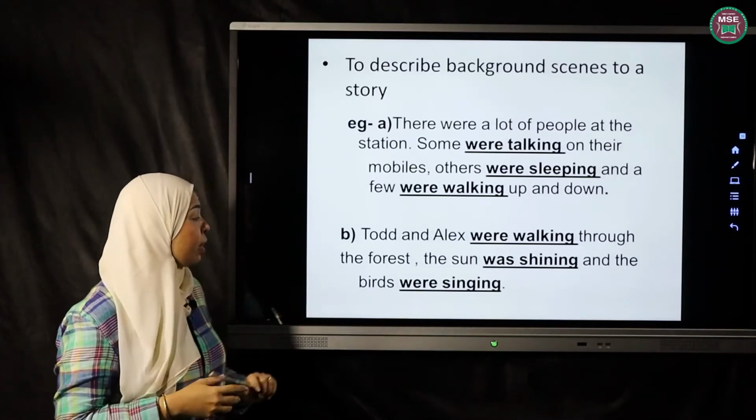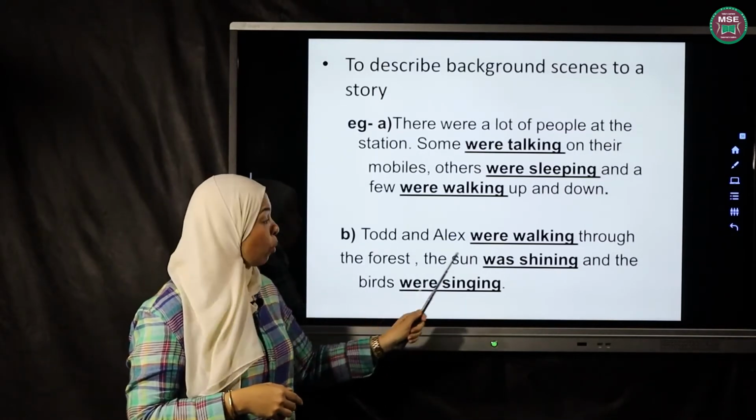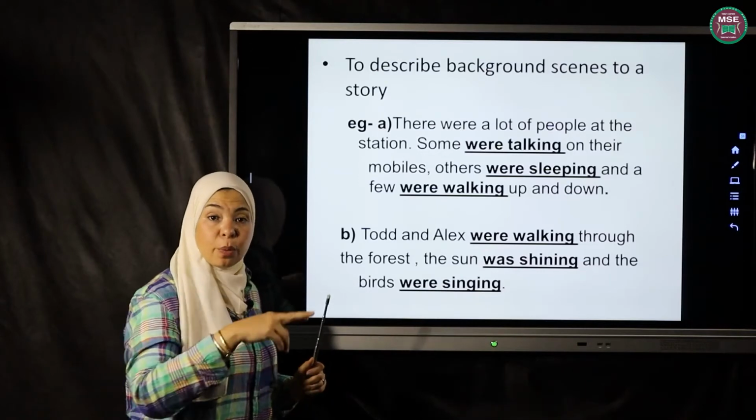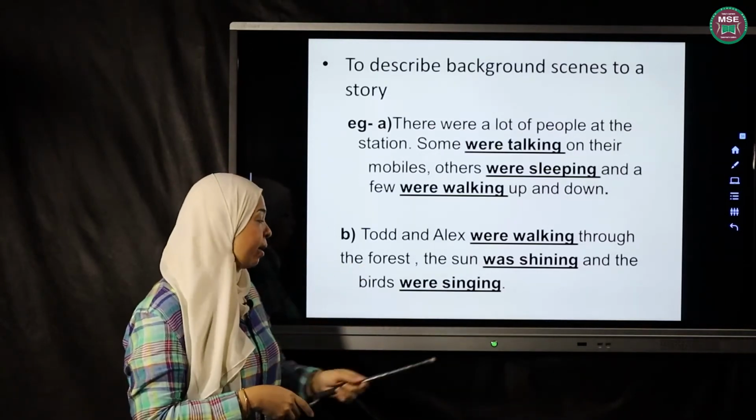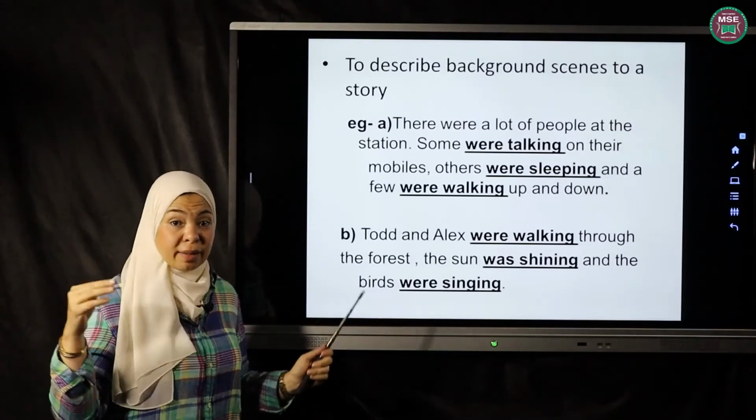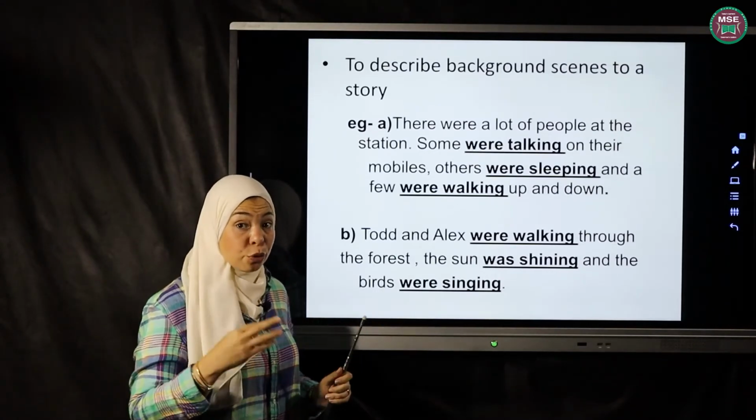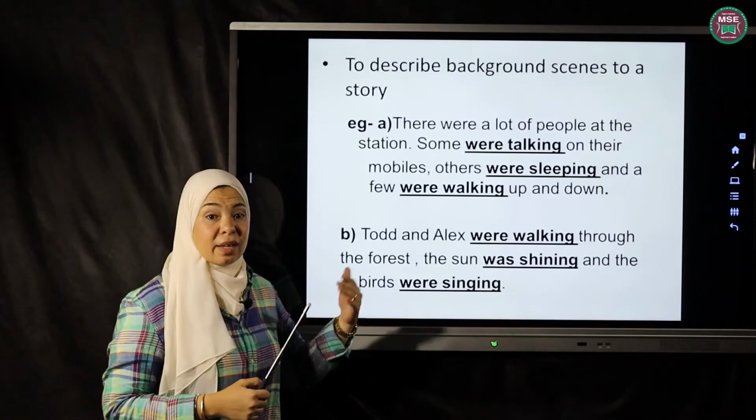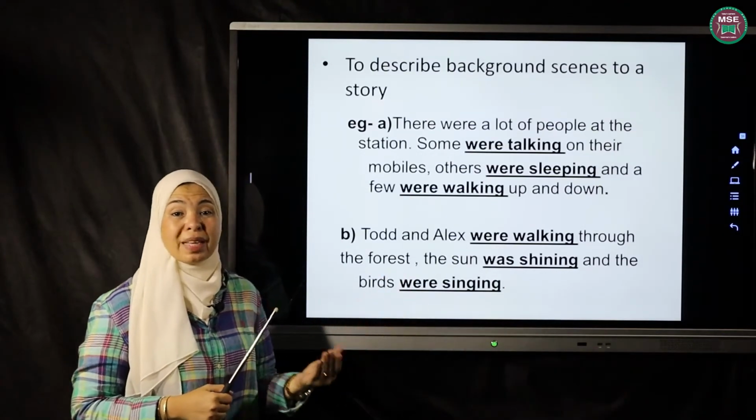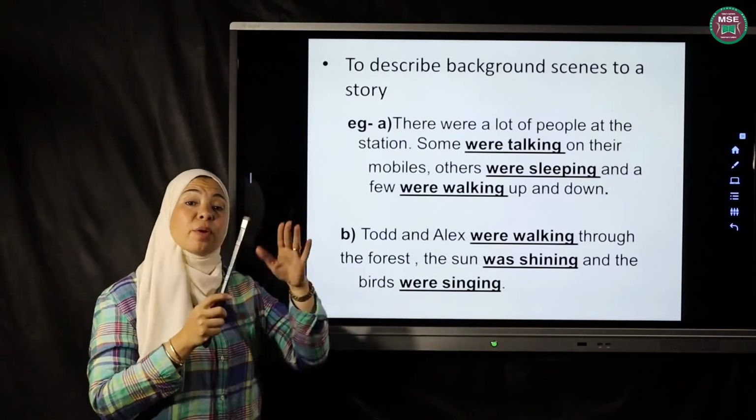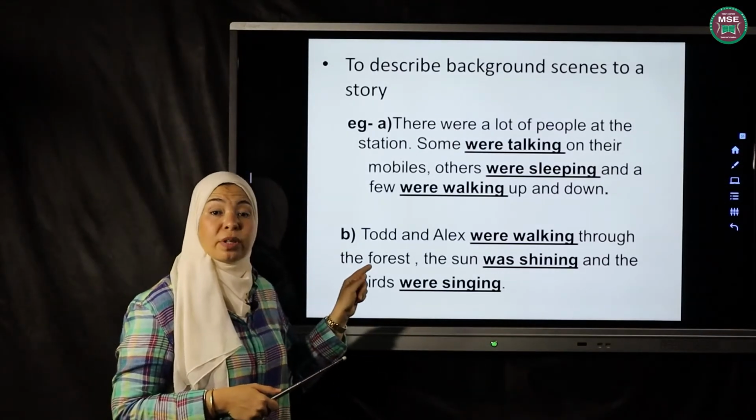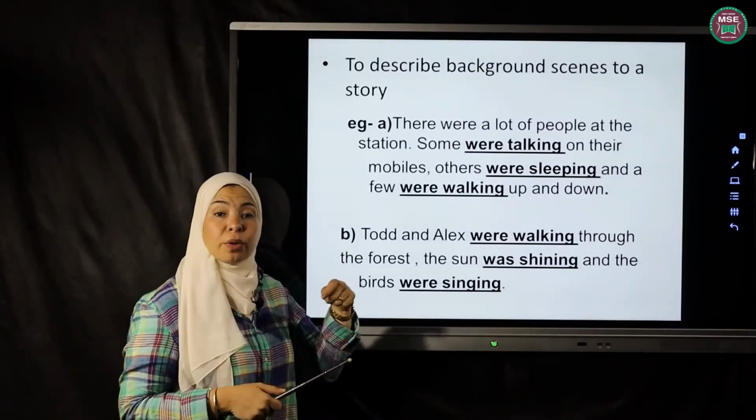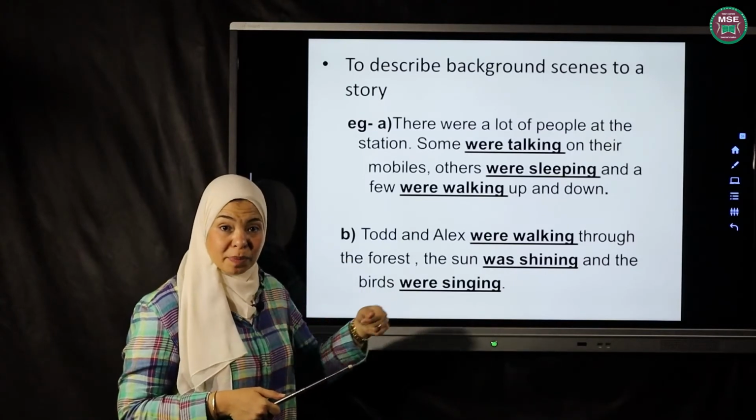Okay? Another example. Todd and Alex were walking through the forest. They were walking. I'm describing the scene now. The sun was shining and the birds were singing. This is the scene for the story. I didn't go through the events right now. Once I start the events, I should use the past simple. While describing the scene or the background of the scene, I should use the past continuous. This is very important and you should use it while doing your writing skills. Okay?